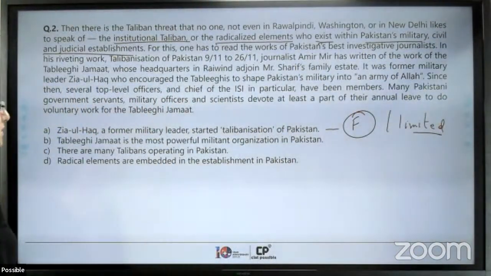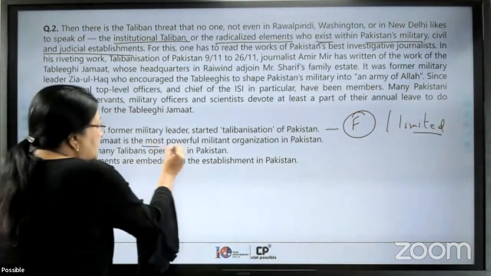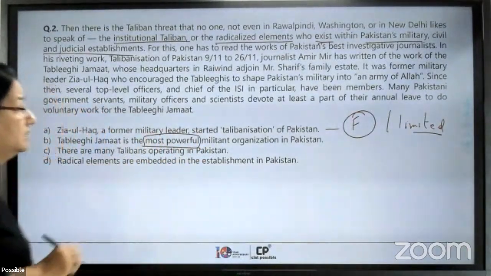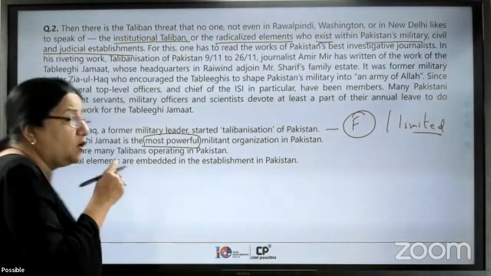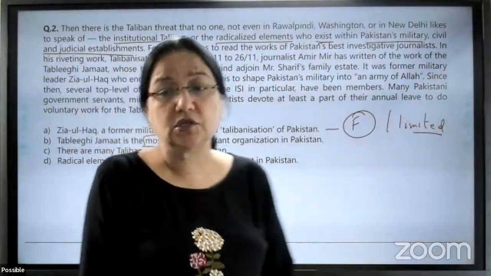The Tablighi Jamaat is the most powerful. We can't say which one is the most powerful, but they are existing. So this becomes an extreme. There was no comparison. This goes. There are many Talibans operating in Pakistan. And this seems like an answer. Don't you see C can be? But what is C doing? Please have a look here. All of you, please pay a lot of attention to your C option choice.